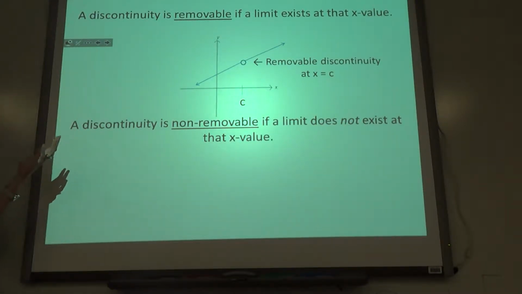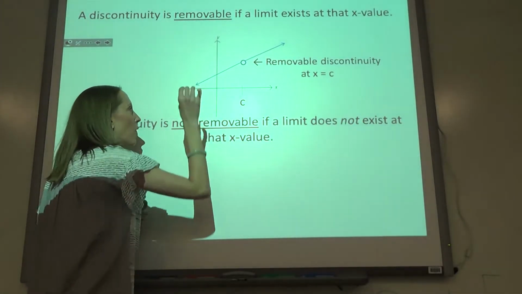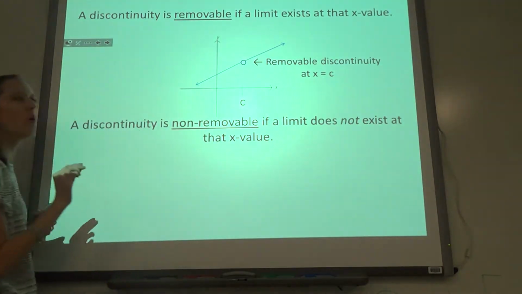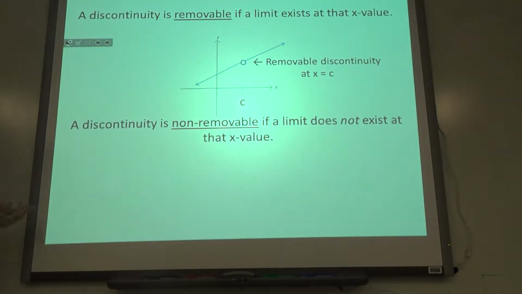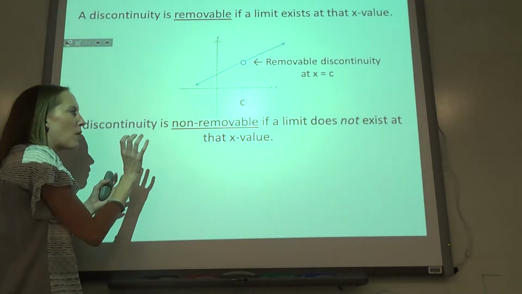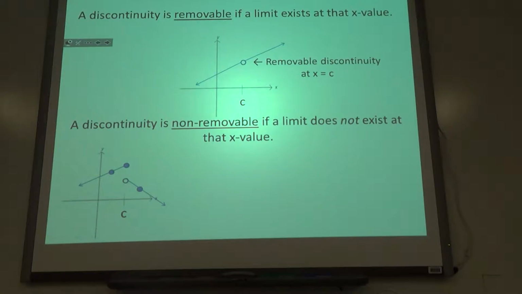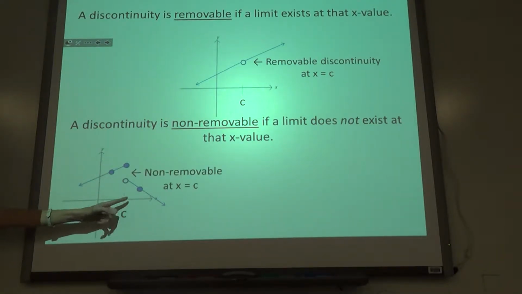Sometimes I like to think of removable, the word removable, as fixable. This kind of discontinuity is easily fixable. If I just filled in that hole and made it a point, then it would be continuous. So removable discontinuities are more fixable. Non-removable, there's a little bit more of an issue. This would be an example of a graph that has a non-removable discontinuity at x equals c.